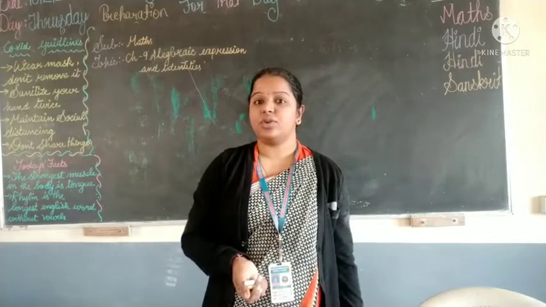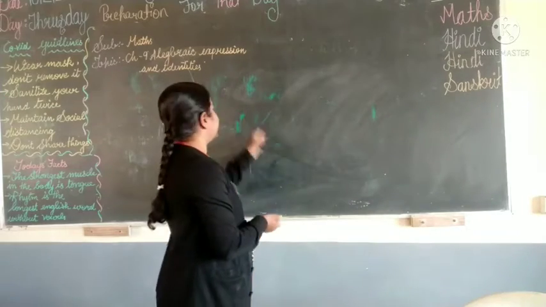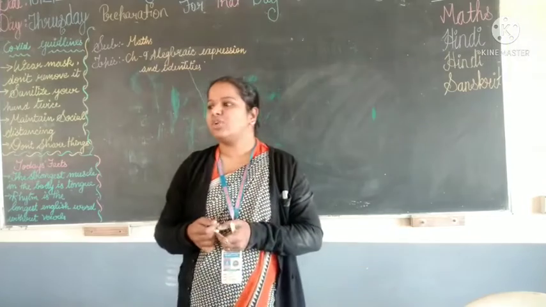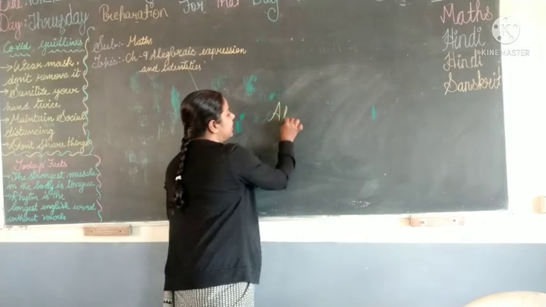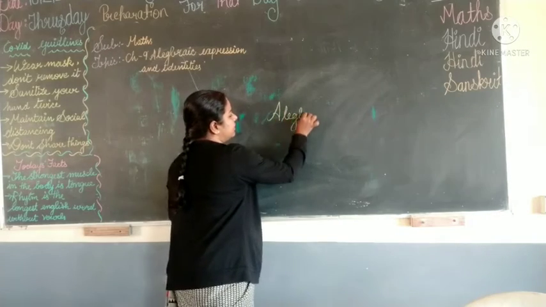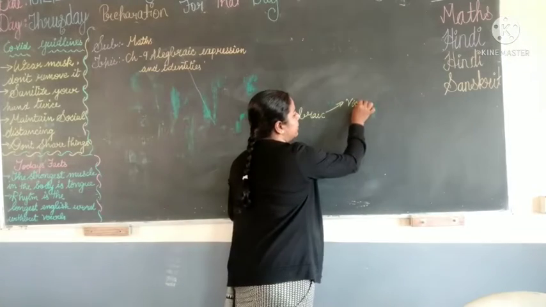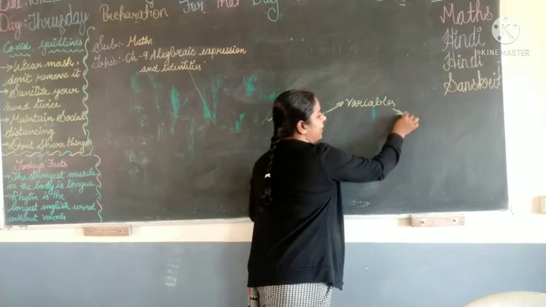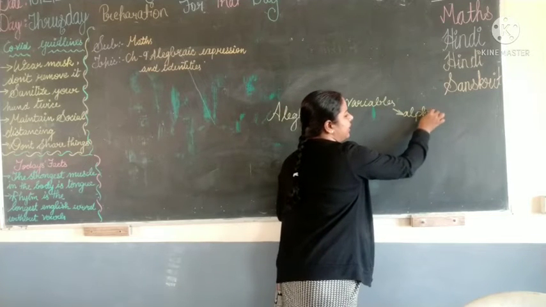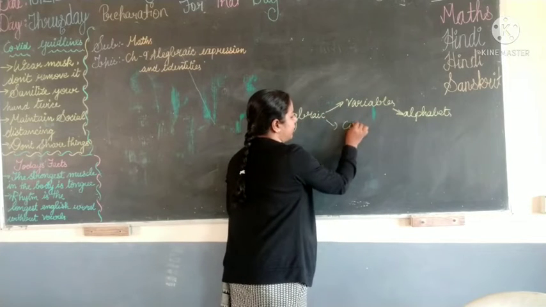Jai Swaminarayan students, today we are starting with the new chapter, that is algebraic expression. In that, first we have to know what an algebraic expression is. Algebraic expression means it has variables. Variables, as we already know, means alphabets, and it has a coefficient.